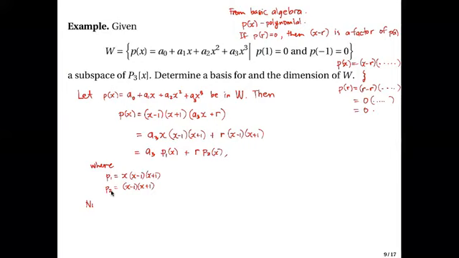So note P1 is of degree 3, while P2 is of degree 2. So P1 and P2 are linearly independent.